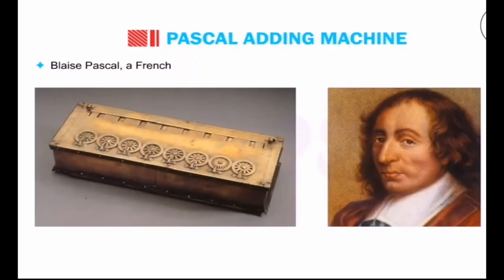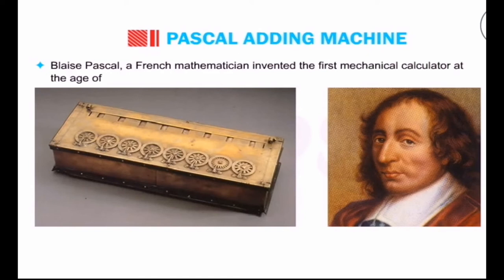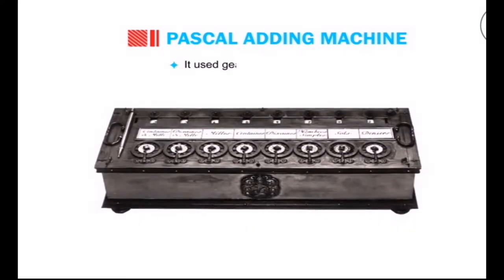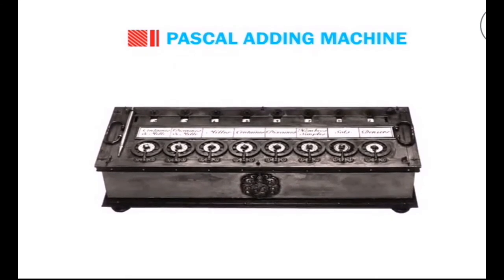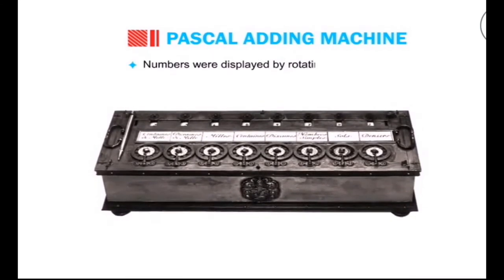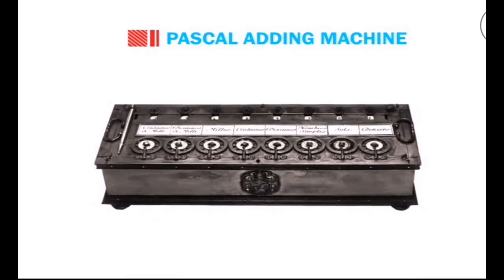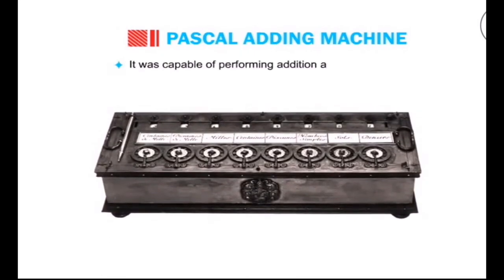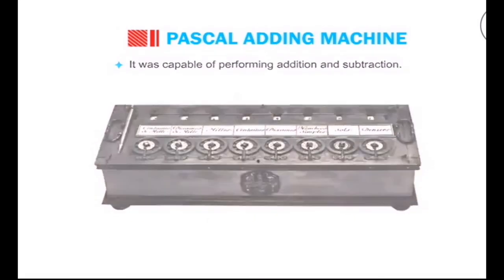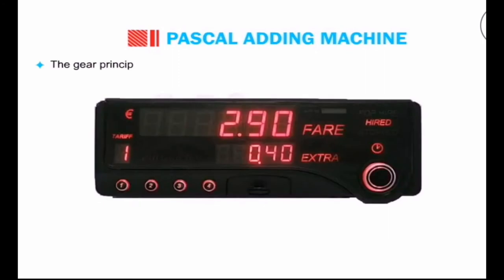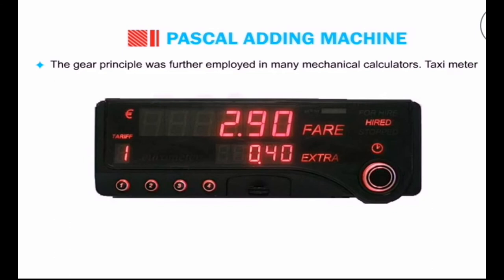Let's see the second computing device, the Pascal adding machine. Blaise Pascal, a French mathematician, invented the first mechanical calculator at the age of 19. It used gears, wheels, and dials. Numbers were displayed by rotating the wheels. It was capable of performing addition and subtraction. The gear principle was further employed in many mechanical calculators. Even the taximeter is a perfect example of it.